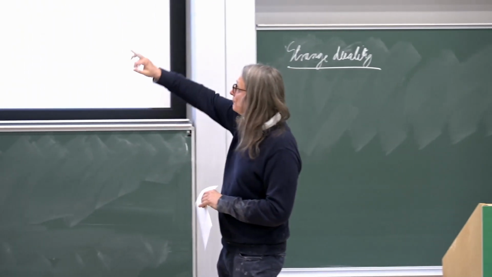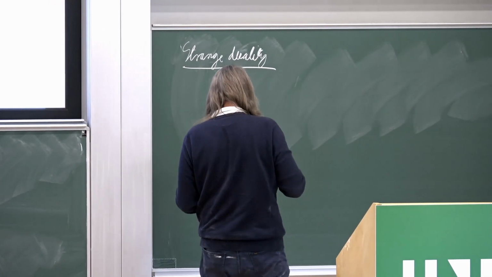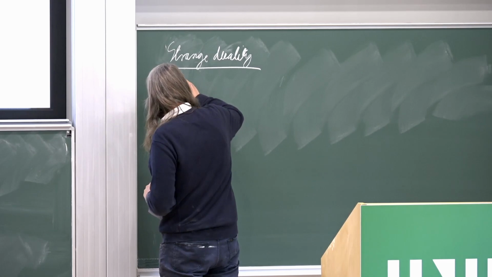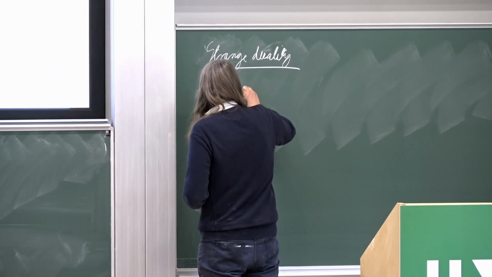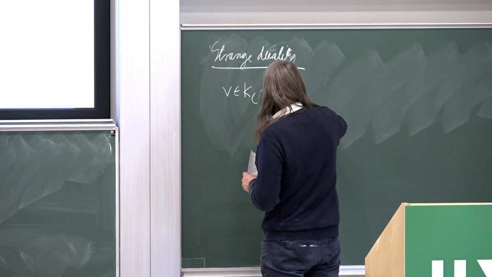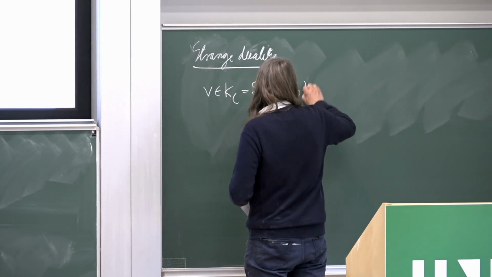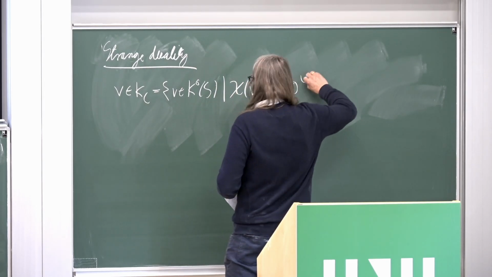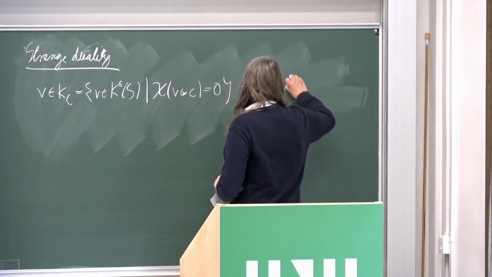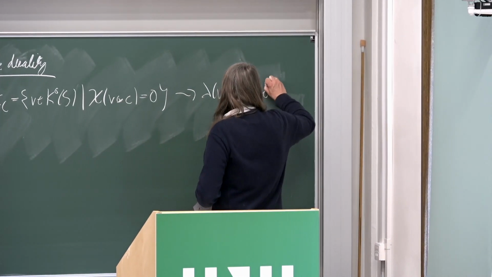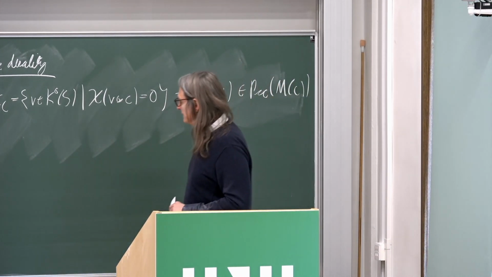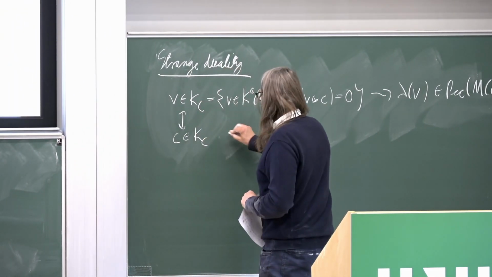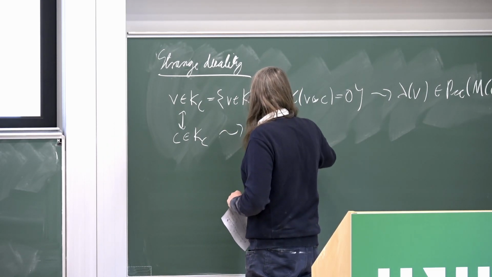So we cannot use the blowup formula when n is bigger than r. So we have to do something else. We somehow have to exchange n and r, and this we do by strange duality. Note that if V is in K_C, which was the set of all V in K_0 of S such that chi of V tensor C on S is equal to 0, then we can make our line bundle lambda_V in the Picard group of M_C. But obviously, if V is in K_C, this is the same as C being in K_V. And so we also get lambda_C in M_V.